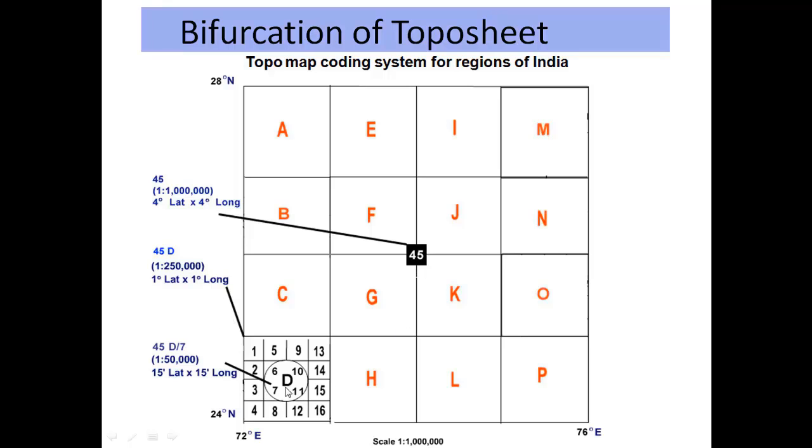Now further, 45D can be divided into 16 parts as you can see in this picture, and here 45D7 has been taken into consideration. The scale is 1 to 50,000, one-fourth of the previous one. And what is the span? 15 minutes latitude by 15 minutes longitude. Each block A, B, C, D is of 60 minutes by 60 minutes, and within that a small block, for example 7, 45D7, is of 15 minutes latitude by 15 minutes longitude. In this manner topo sheets have been bifurcated.